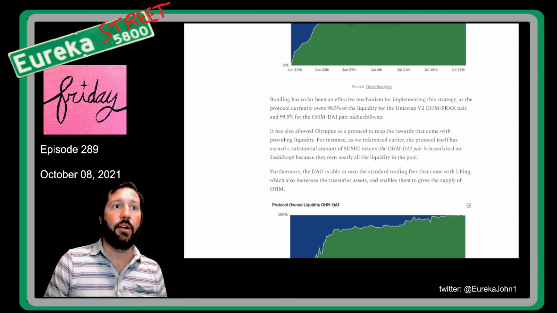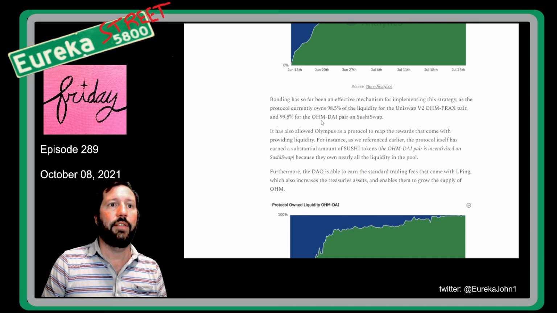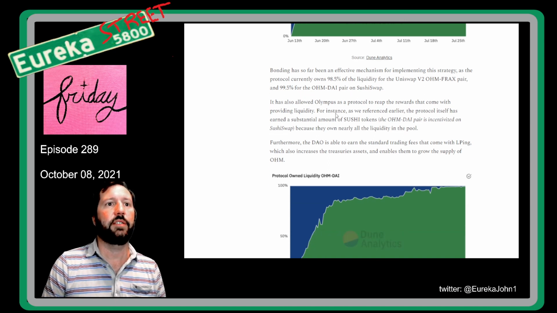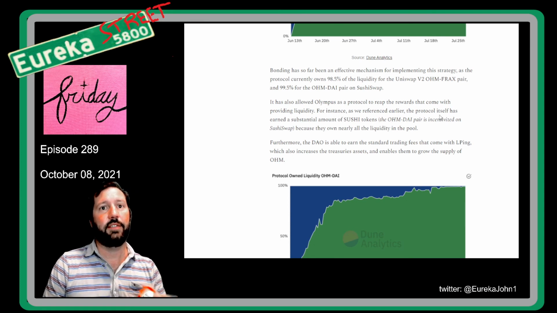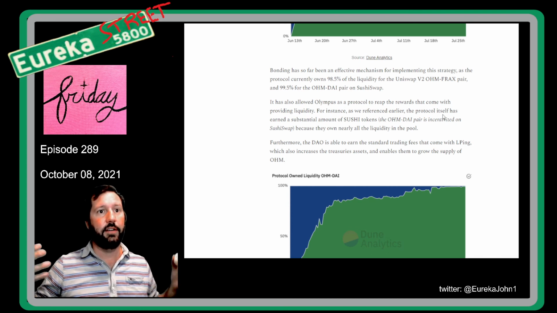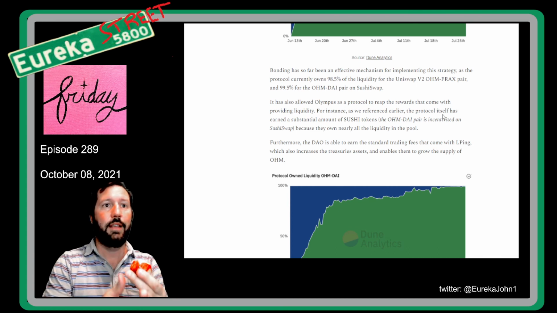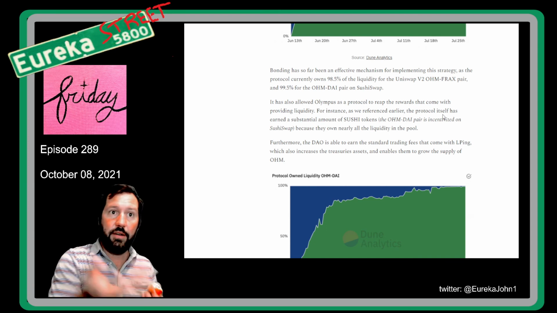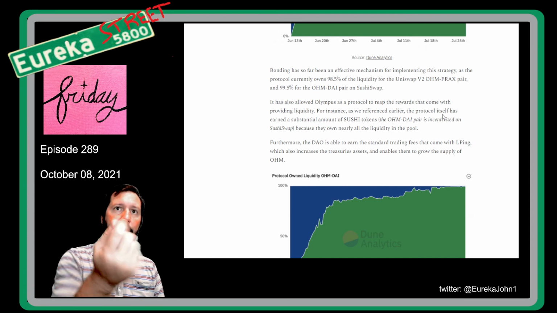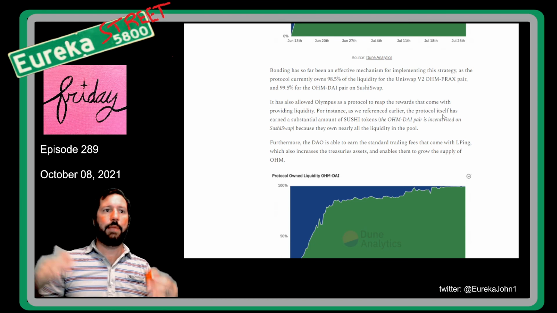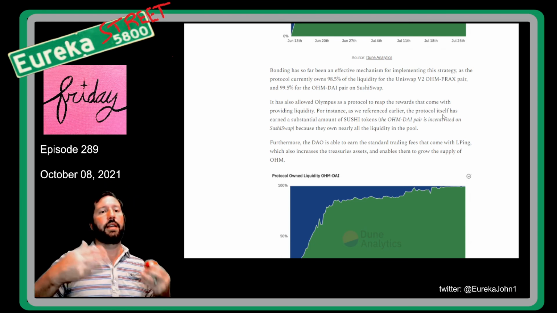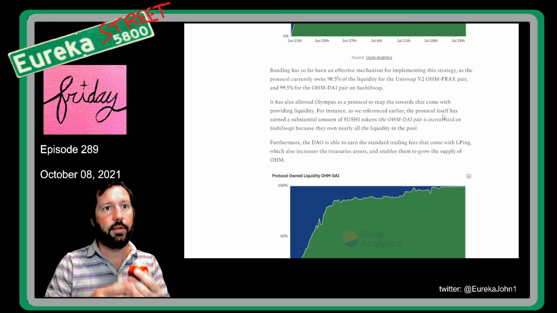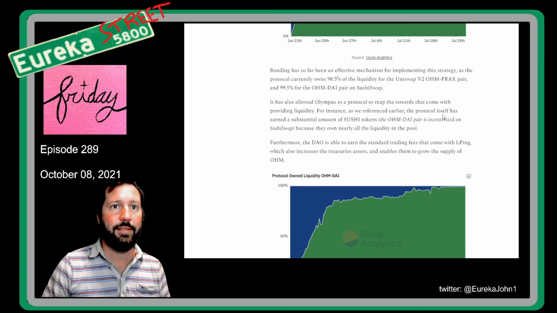98.5% of that liquidity. Wow. And 99% of the Ohm Dai pair on SushiSwap. It's also allowed Olympus as a protocol to reap the rewards that come with providing liquidity. So for instance, as we referenced earlier, the protocol itself has earned a substantial amount of Sushi tokens because they're the owners of that liquidity pool, of those LP tokens. People put their money into that liquidity pool, then buy the bonds from Olympus, and then Olympus now owns those liquidity pool tokens, so they're earning the rewards from that.